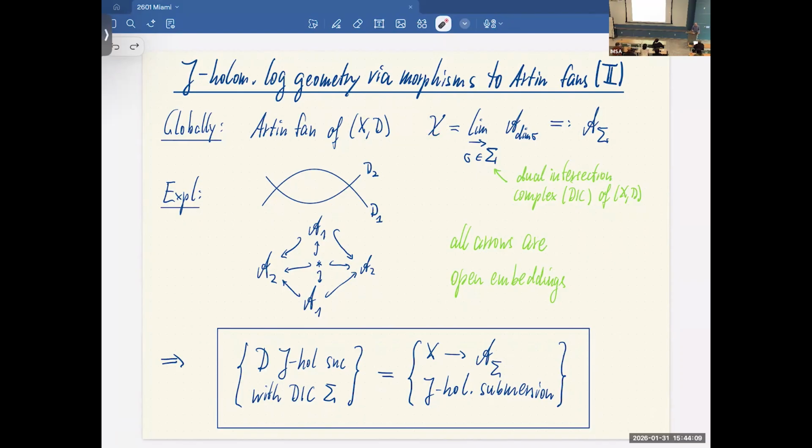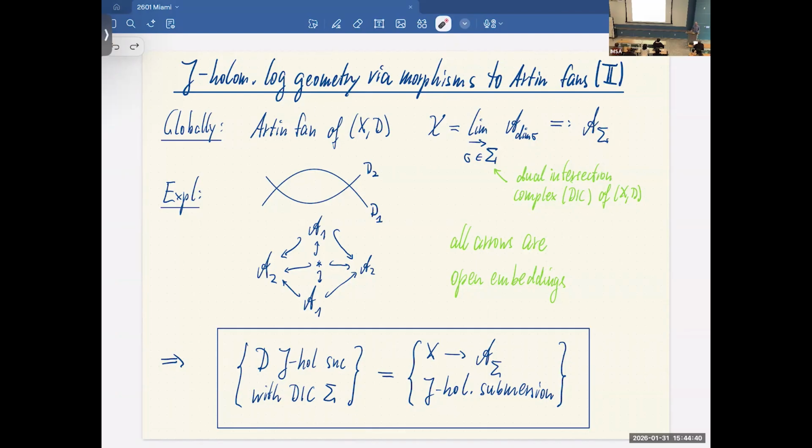So what is sigma? So what you observe is the interesting thing about this is it looks like you would need to know X to build it, but you don't need to know the whole of X. The only thing you need to know is the dual intersection complex of your divisor. So whenever you have a simplicial complex, or maybe generalize the simplicial complex, simplicial delta complex, or whatever you call this, you can build this Artin fan. And so it only depends on this kind of discrete information, the intersection pattern of your divisor.